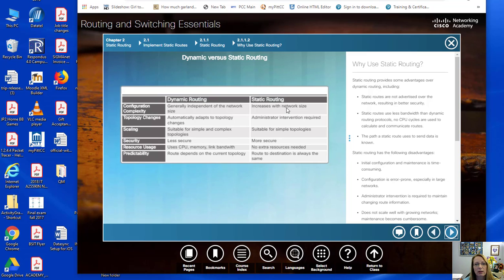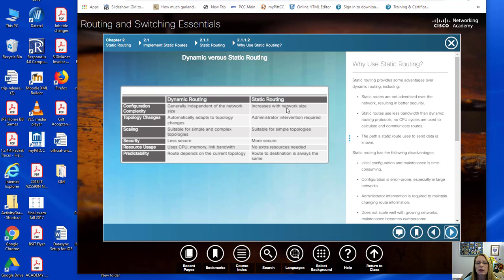So with dynamic routing, if a route goes down, dynamic routing takes over. With static routing, you're doing that yourself. It's much harder the bigger your network is. It's a lot easier if you have dynamic routing for all that to take place. Okay, so when your topologies change, you have to go in and manually make all those changes yourself if you're doing the static routing.